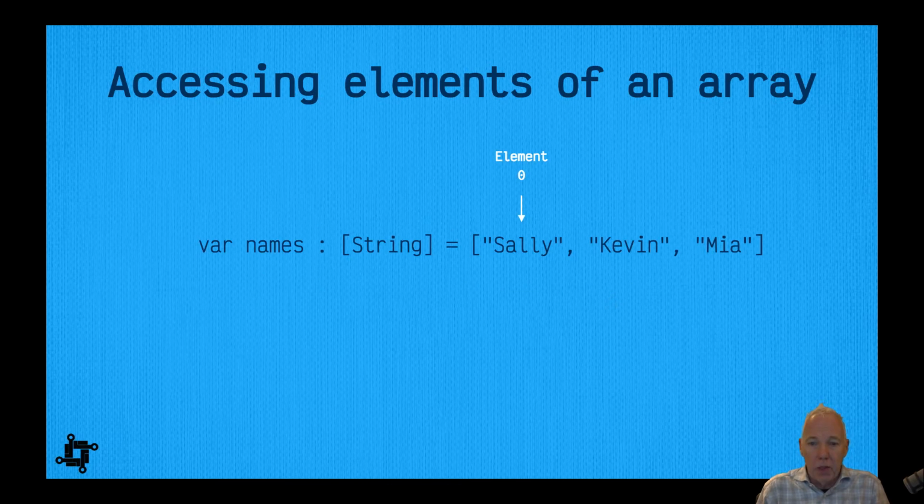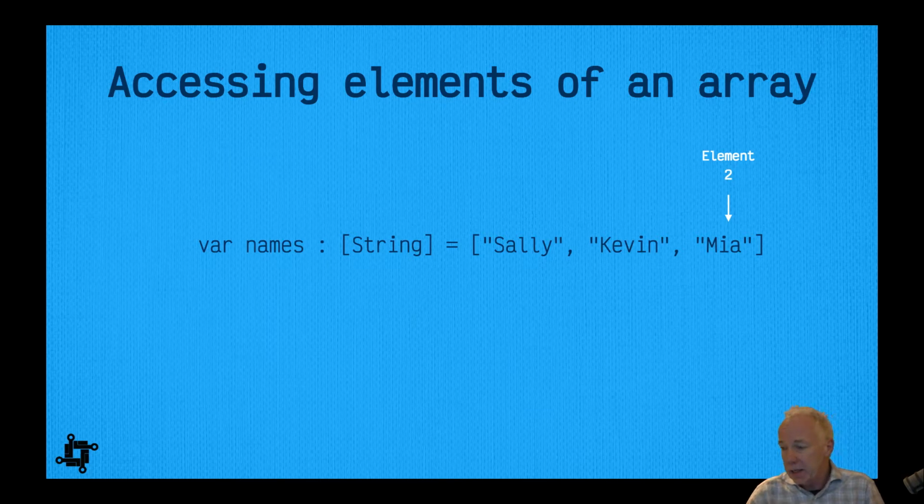So for example, if we look at this array here, Sally is element 0 in the array. That is the index 0, so 0 refers to the first element of the array. Element 1 ends up being the second element in the array, but it is indexed as 1. 2 references the next element in the array. It happens to be the third element, but it's indexed as 2.